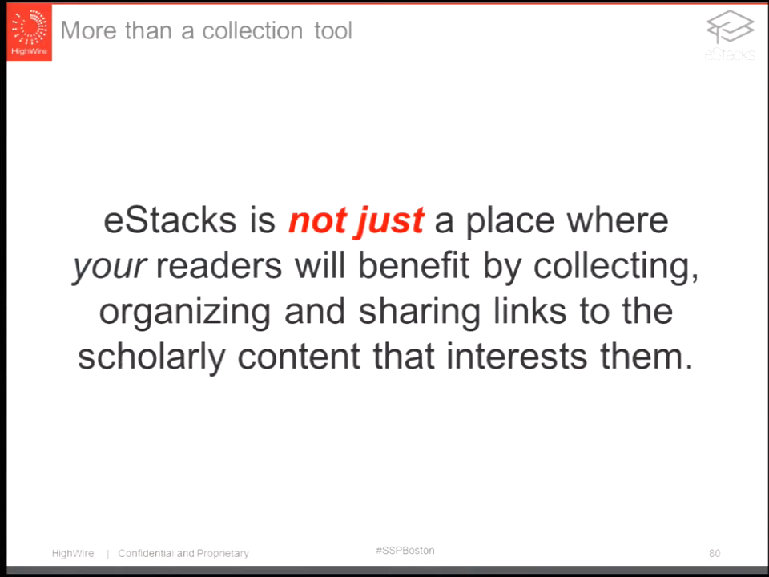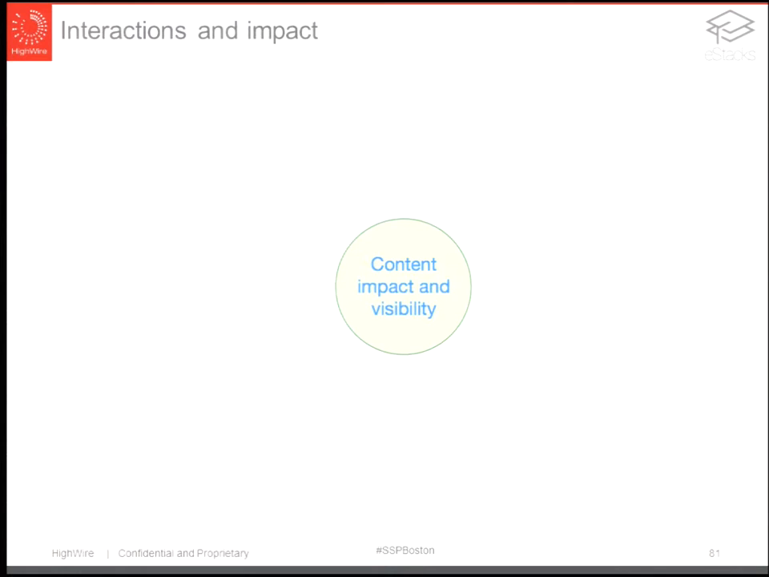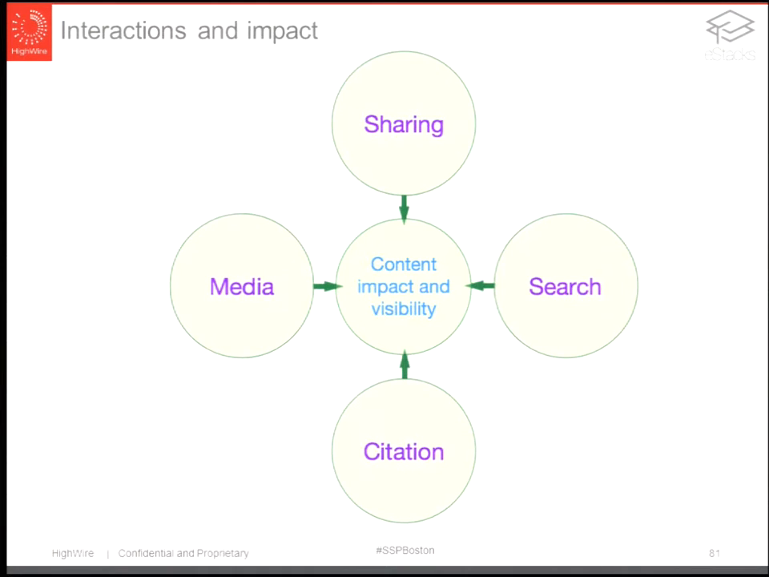So since I have a room full of publishers, I'm not going to go into too much of the value for the researcher. I want to talk about what the value is to the publisher, because it's not just a place for your readers, there's also value to publishers. So there are many forms of impact beyond impact factor. The impact and the visibility of content are generated by several well-understood major factors, such as sharing on social sites, ranking in search results, citations, media stories.